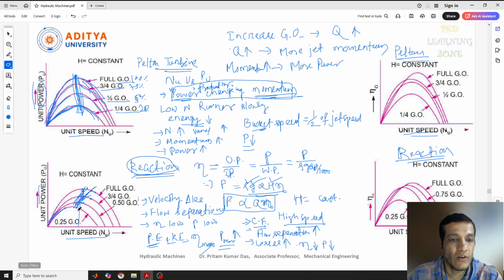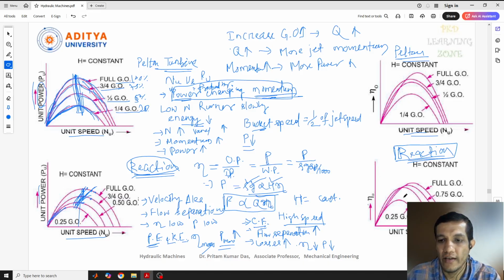And the role of gate opening: you can see that high gate opening means more discharge. I already told you that as gate opening increases, discharge increases. With more discharge, more momentum or more power is generated here. This is the role of gate opening. Similarly, in the efficiency case also, as I told you, both are directly proportional to each other in power and efficiency terms.